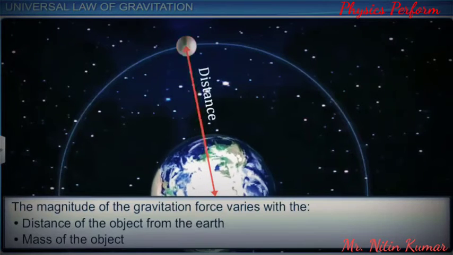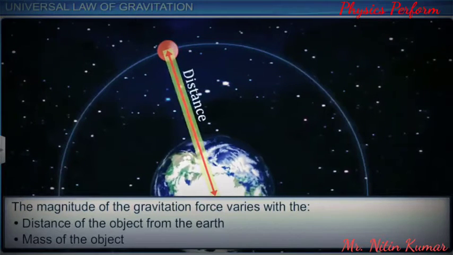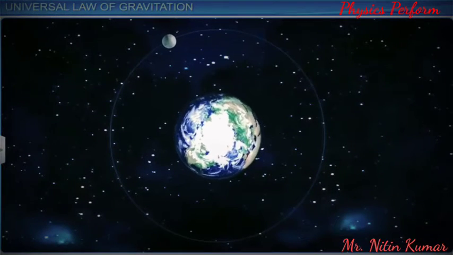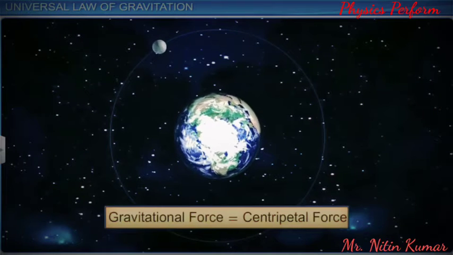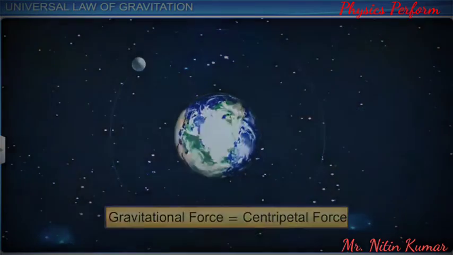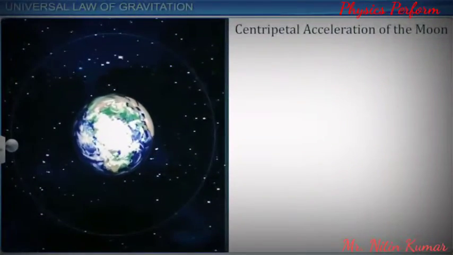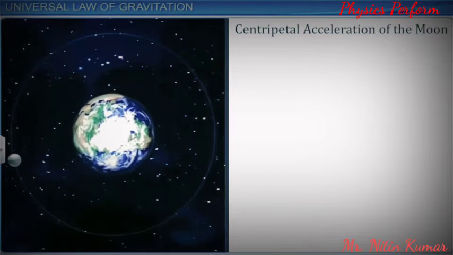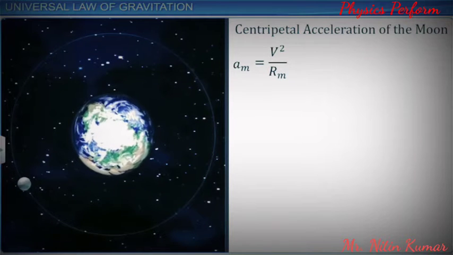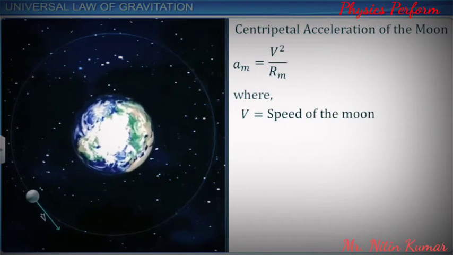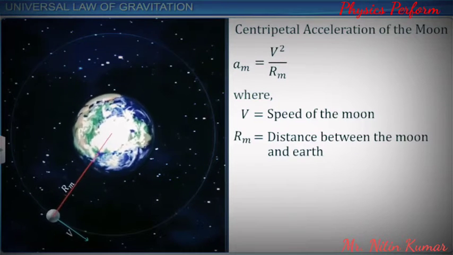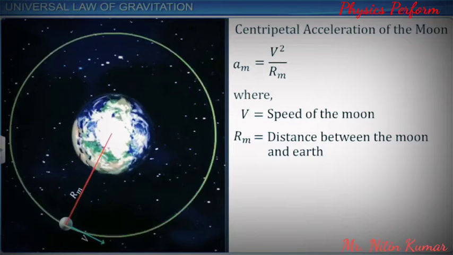According to Newton, the moon revolving around the earth has a centripetal force, which is due to the earth's gravitational force. The centripetal acceleration of the moon is given by the expression a_m equal to v square by r_m, where v is the speed of the moon in its orbit and r_m is the distance between the moon and the earth. The velocity of the moon in its orbit is derived from the fact that the moon's orbit is circular of radius r_m and its revolution period is T.